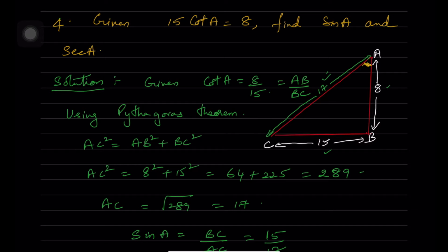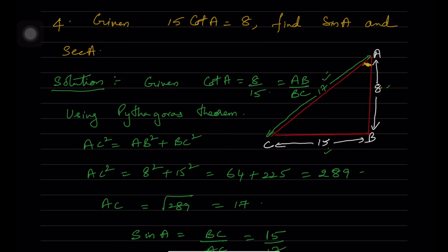For cot A, 8 is the adjacent side and 15 is the opposite. That is, AB is adjacent and BC is the opposite. So adjacent by opposite is 8 by 15. Using Pythagoras theorem, we have AC square is equal to BC square plus AB square. That is, AC square is equal to 17 whole square, which is 289, and 8 square is 64.